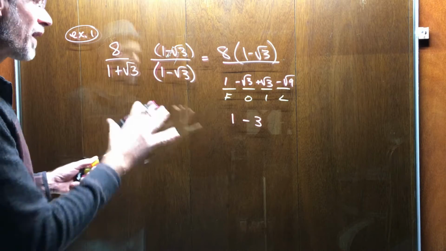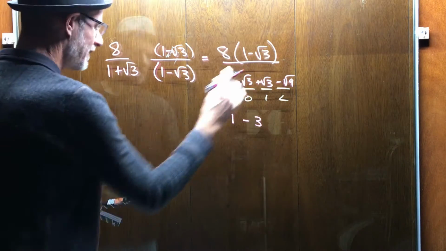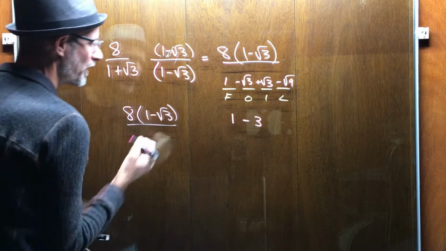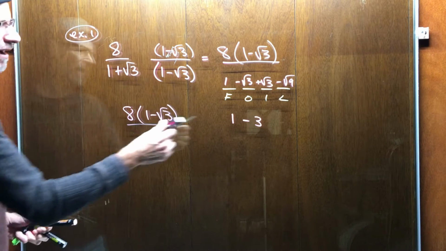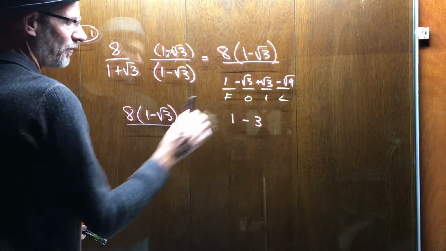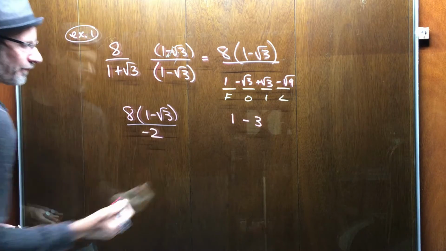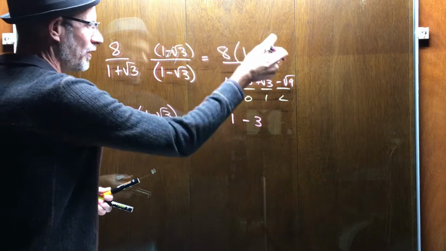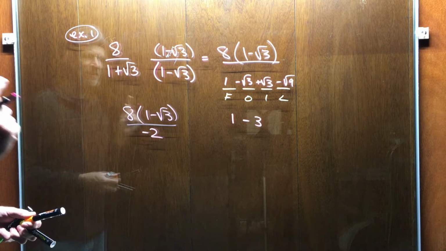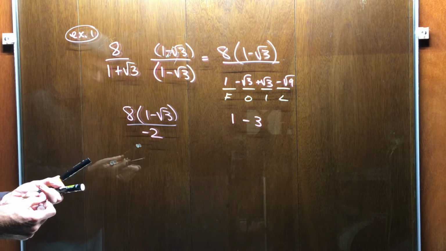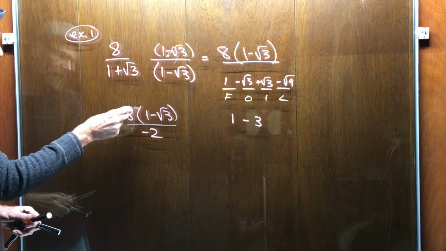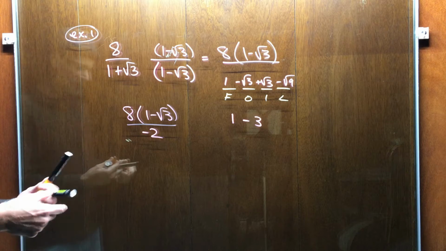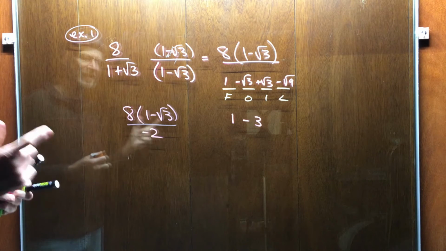So now if we rewrite our problem, we have 8 times 1 minus root 3 in the numerator, and in the denominator now we have 1 minus 3, which is negative 2. So the reason that I left the top the way it was and I didn't do the distributive property is because of this step right now. I want to be able to simplify this because I know there's a greatest common factor that goes into 8 and negative 2 evenly, and that greatest common factor is negative 2.